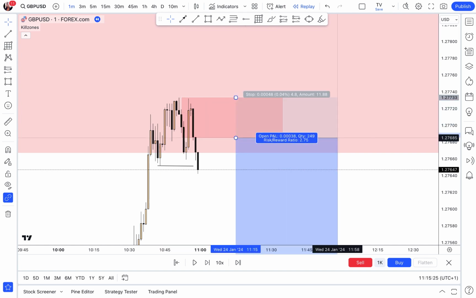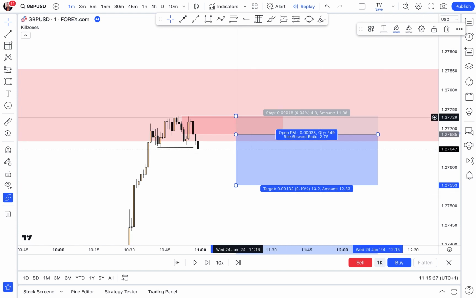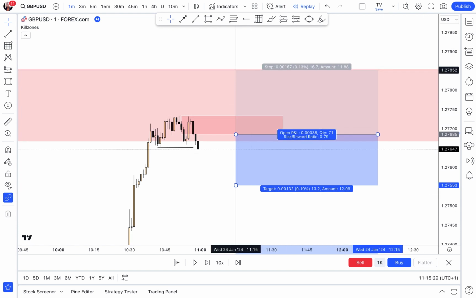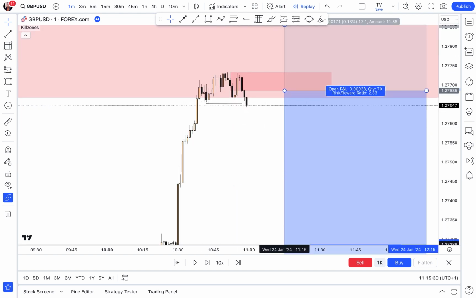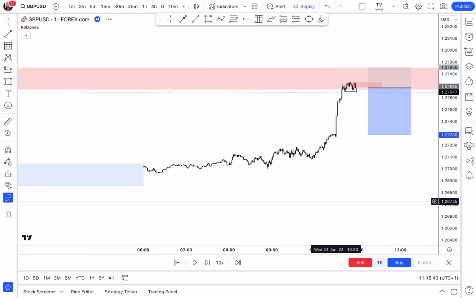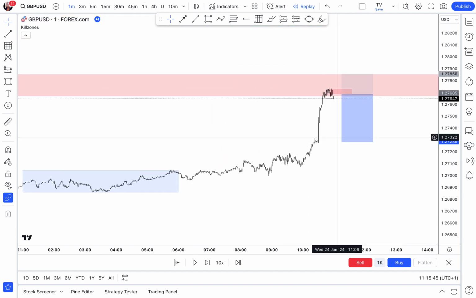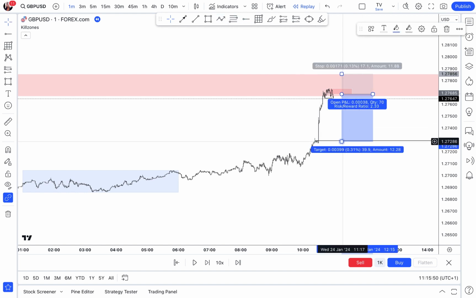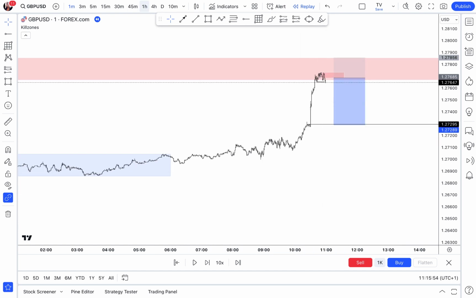How many pips stop loss? We have about 4.8. So if I was to take this trade, I will probably extend my stop loss into this region in order to be safe and protected, which is still about 17 pips thereabouts, and take my sell trade. And for take profits, this will be the first level of take profits, which is about 40 pips, which is quite good.